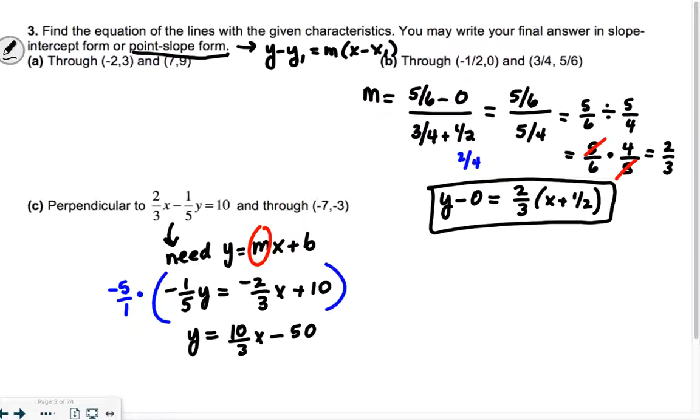And really the only thing that matters to us is the slope right here. You can kind of cross out everything else. We don't care where it crossed the y-axis. There's an infinite number of lines that are parallel to that. It could have crossed anywhere. So now we want perpendicular to that line.